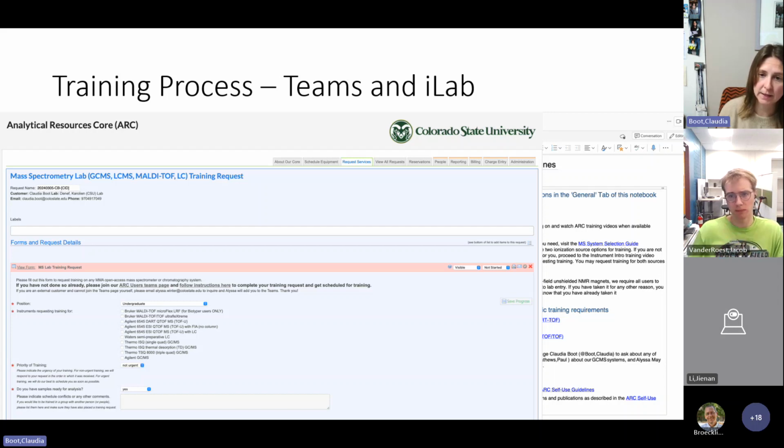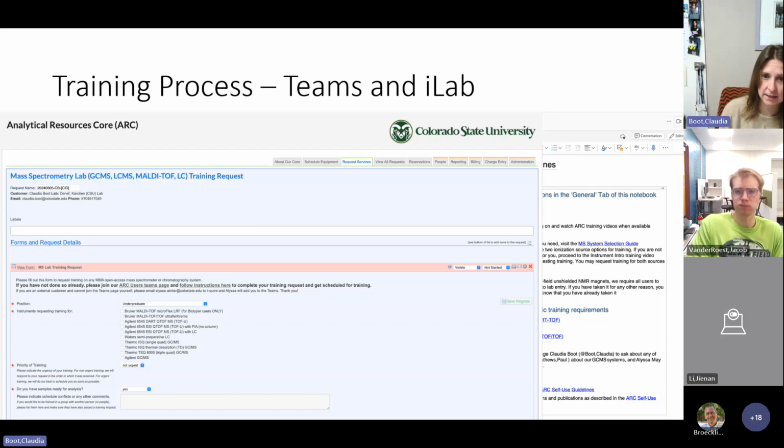And the way that you go about getting trained to use these systems is to join our team. So we've got in Microsoft Teams an ARC users team, and there's a Mass Spec Lab channel in there with a self-service notebook that has basically everything you need to know in order to use any of the mass spectrometers in the ARC. So you can join that. You can email me and ask to join that. We can invite you, whatever works the best for you.